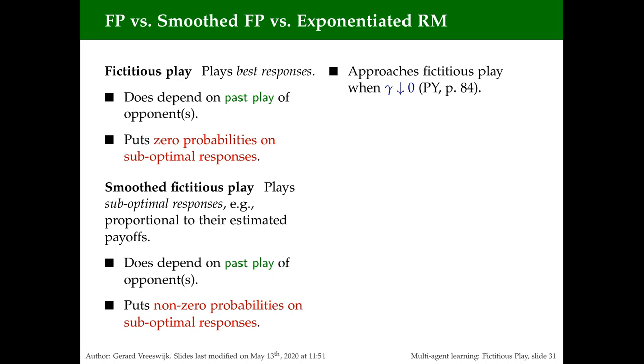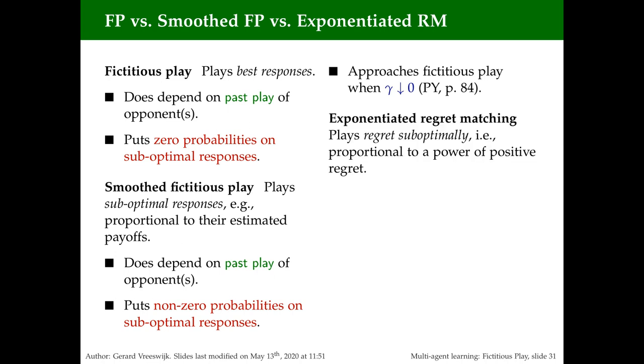Now, Peyton Young argues that a smoothed fictitious play has the property that it approaches fictitious play in the limit when the probability to play suboptimal actions approaches 0, which is quite an intuitive result.